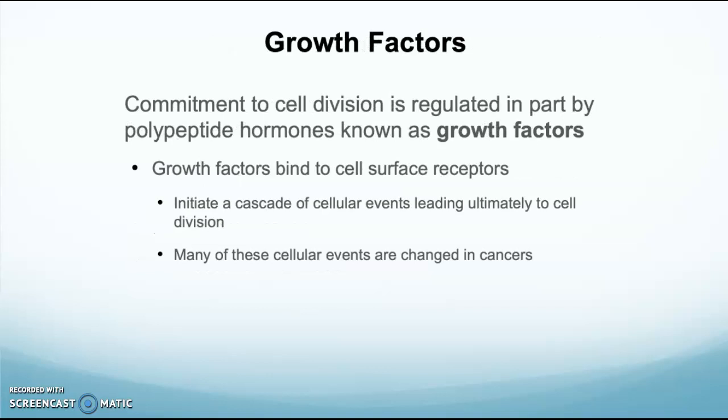So when we think about this, we can have commitment to cell division that is regulated through polypeptide hormones known as growth factors. As those growth factors increase, they then can bind to cell surface receptors, and they're the ones that will initiate these cellular events that will lead to cell division. And as these cellular events occur, many of them get changed in cancers, meaning that instead of having close regulation with these growth factors and cell division, we have an increase in those growth factors, and then that means that there's going to be an increase of cell division.